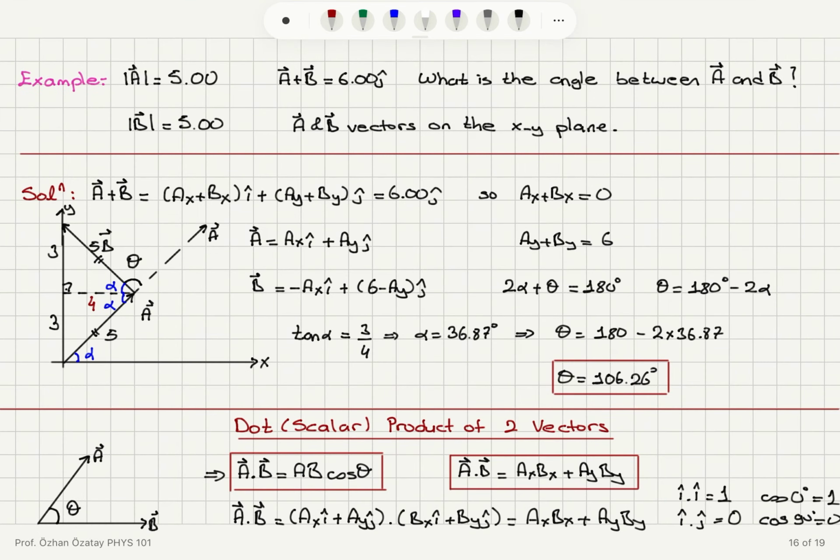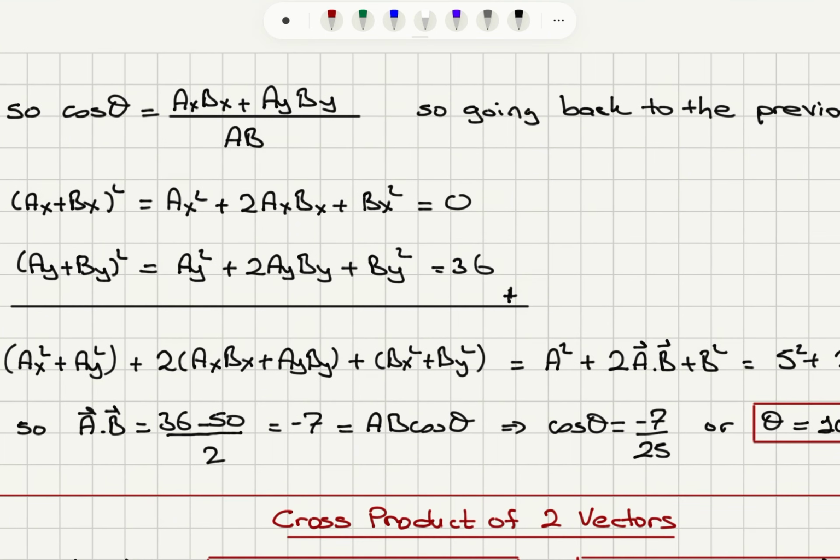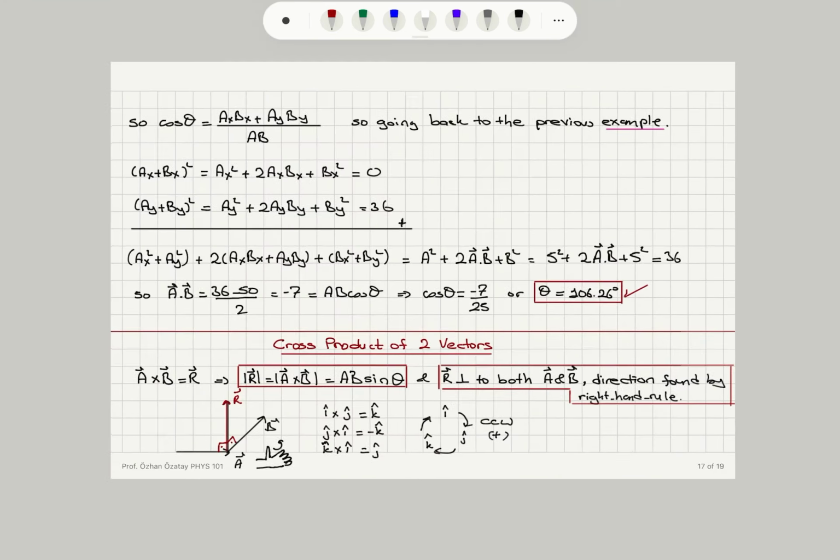So in terms of the components, the dot product is given as ax bx plus ay by in 2 dimensions. In 3 dimensions, there will be a plus az bz here. Okay, so cosine of the angle between the two vectors is then the dot product ax bx plus ay by divided by the product of the magnitudes a, b.